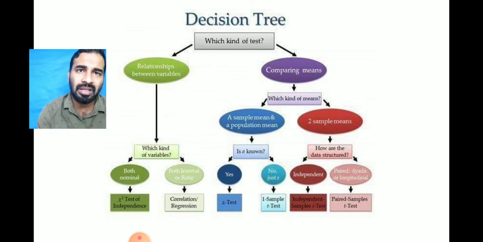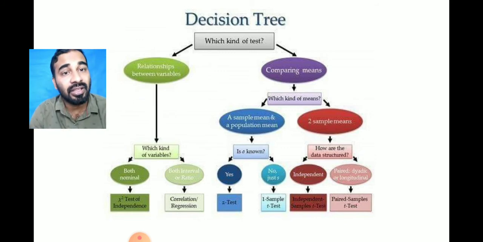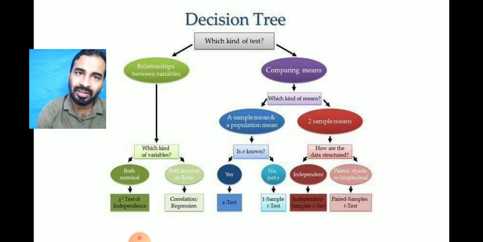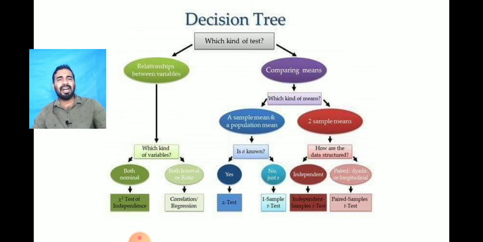If both variables are nominal scale data, then you go for the chi-square test of independence. If we have two different variables and both are nominal scale variables, and we want to find out whether they are associated or not, we can go for the chi-square test. If our data are ratio scale or interval scale variables, then for finding the relationship we have other measures like Karl Pearson's measure of correlation and regression.